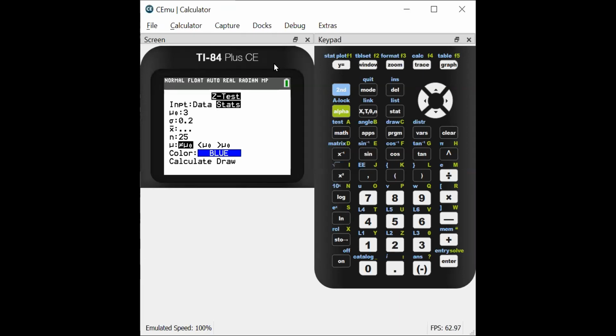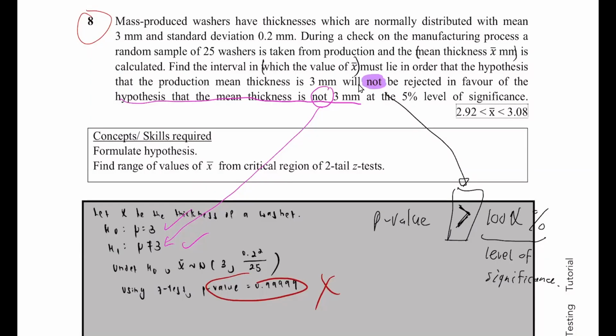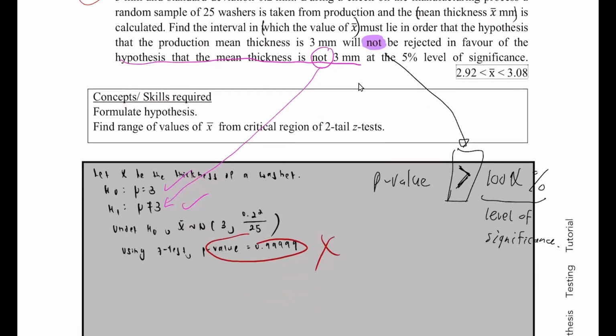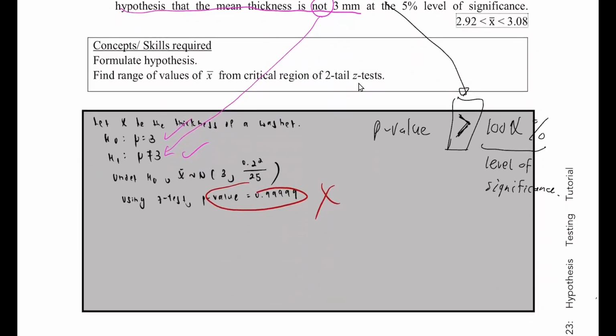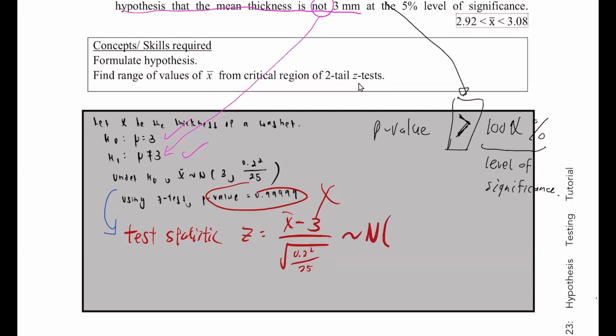Now we can just do it manually. Because the X bar is unknown, we cannot calculate the p-value directly. We now need to use the first method, which involves checking that it is outside of the critical region. So we fail to reject H naught. How do we do that? First, after your X bar, you need to have your test statistic, which is z following X bar minus mu naught, in this case 3, divided by square root of 0.2 square over 25. Follows N, what is it? 0, 1. 0, 1. Very good.